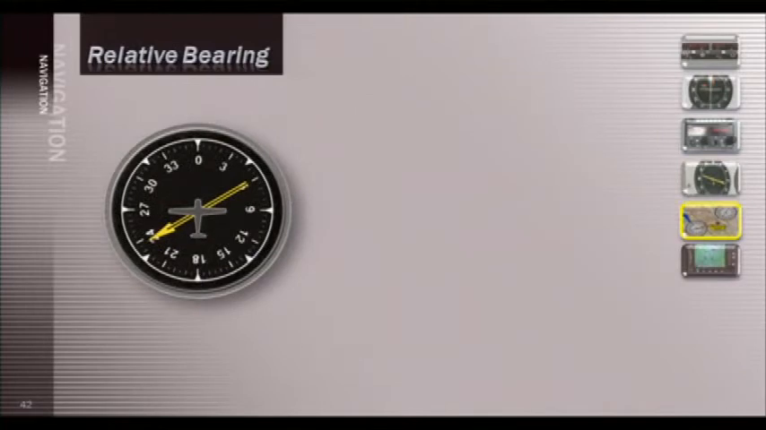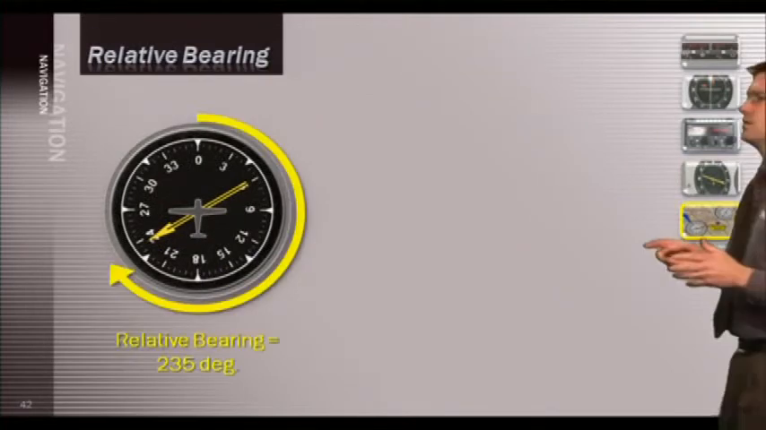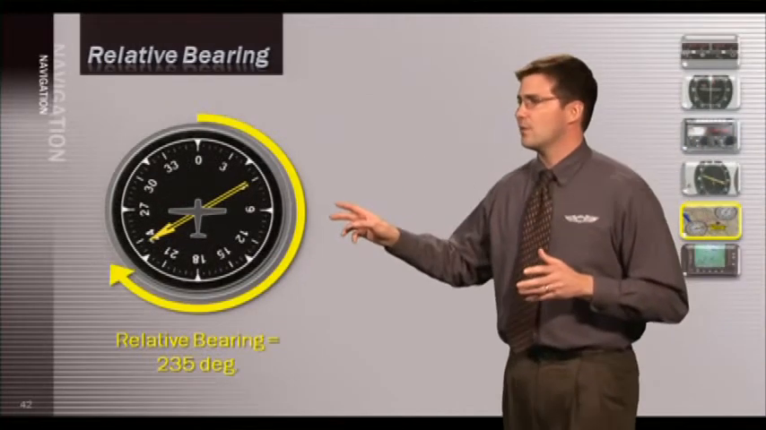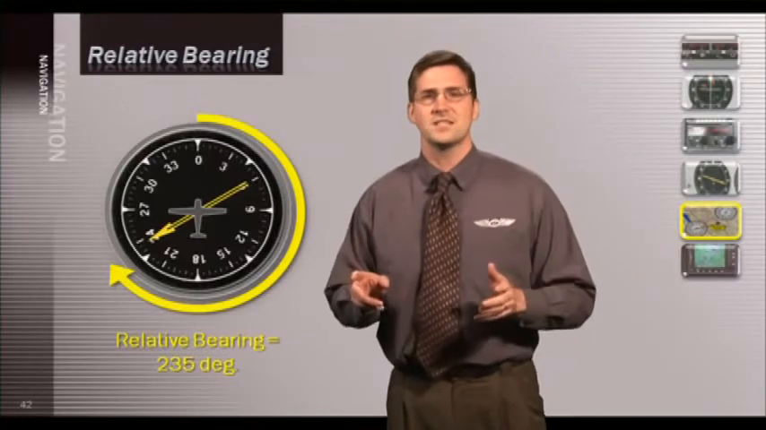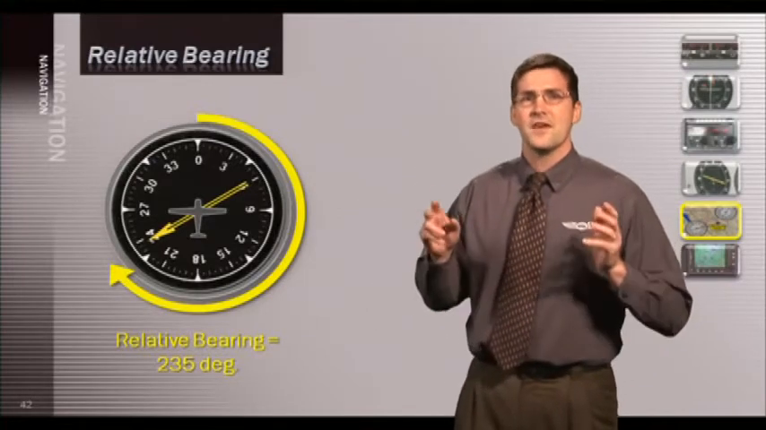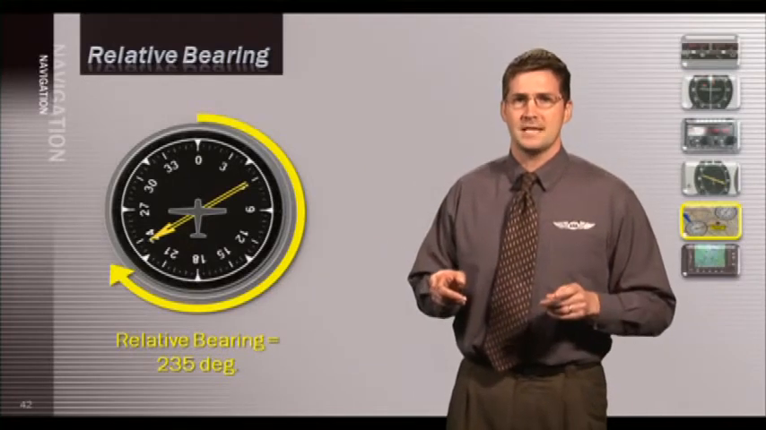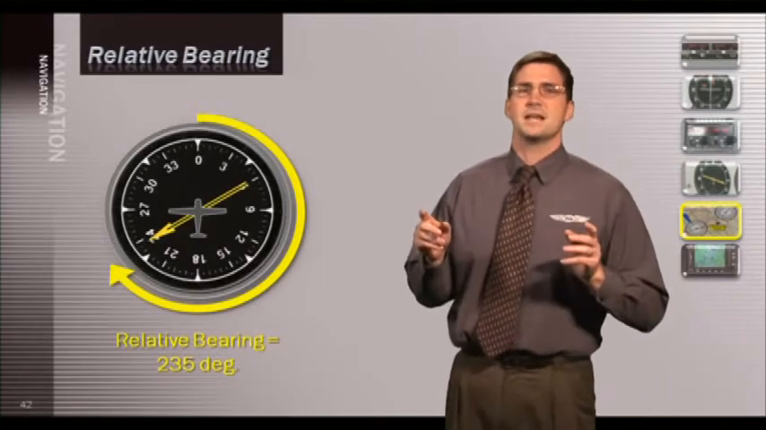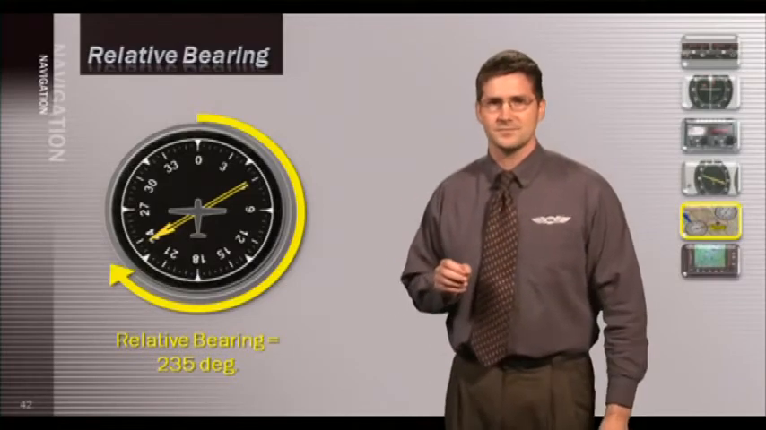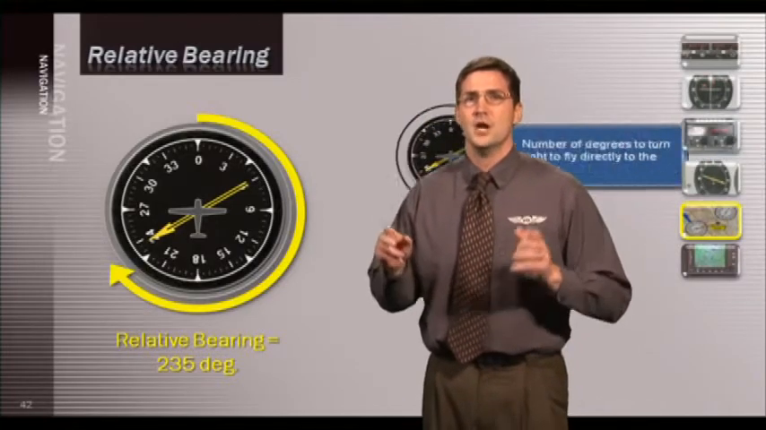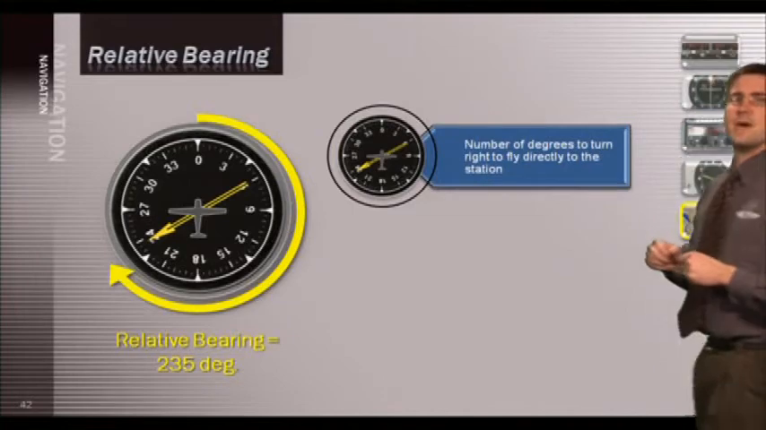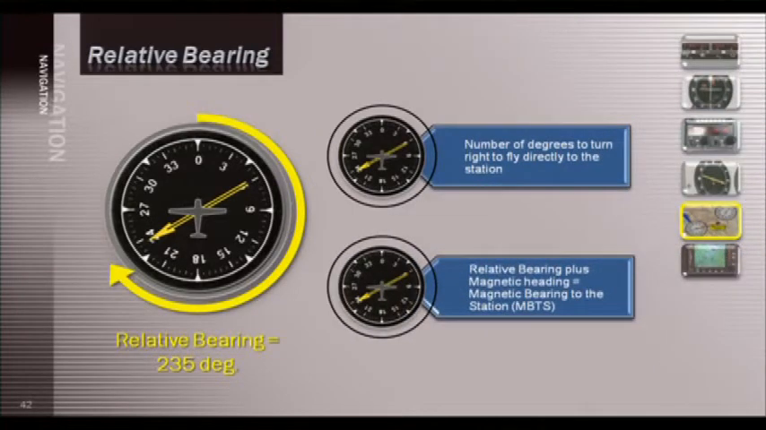Relative bearing is the number of degrees a pilot has to turn the airplane to the right to fly directly to the station when using a fixed card ADF. There is a simple calculation using the relative bearing to help you determine the magnetic bearing to the station, which is the magnetic course to fly direct to the station. Here's the formula. Relative bearing plus the magnetic heading of your aircraft equals the magnetic bearing to the station.